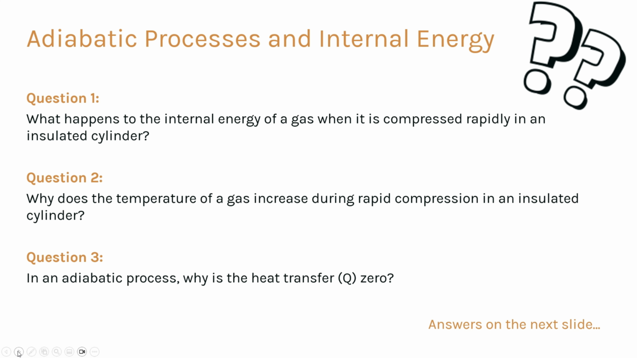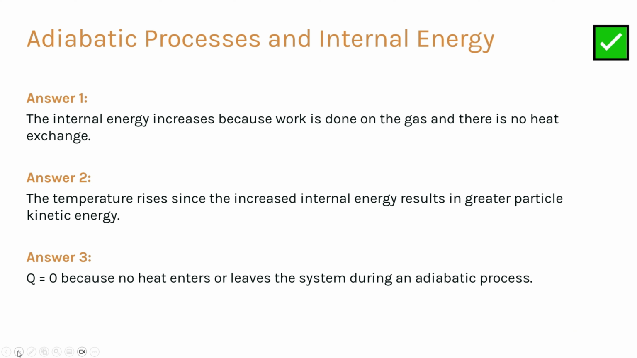In an adiabatic process, no heat enters or leaves the system. If a gas is compressed rapidly in an insulated cylinder, no heat has time to escape, so Q equals 0. Work is done on the gas, which increases its internal energy. Because internal energy increases, the average kinetic energy of the particles increases, and that means the temperature rises. This is why a bike pump warms up when you pump air into a tire quickly.